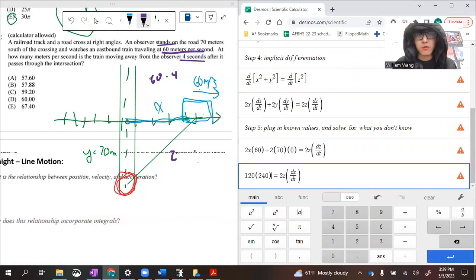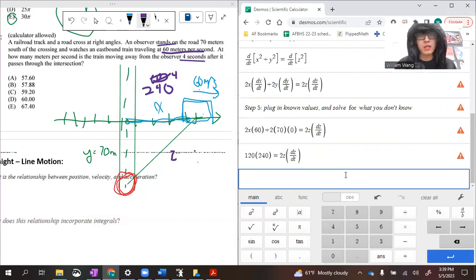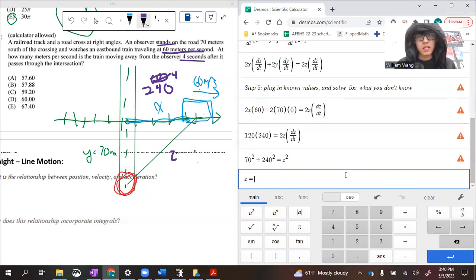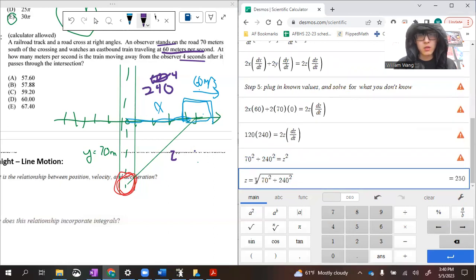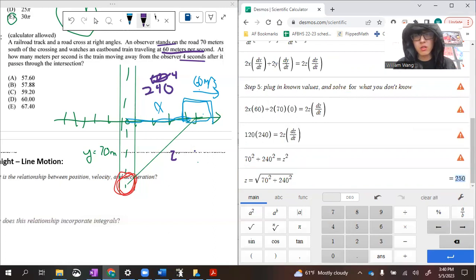So x is equal to 240. And now my z becomes easier to solve. If I know y is 70 and x is 240, I can use the Pythagorean theorem to solve for z, because 70 squared plus 240 squared is equal to z squared, which means z is equal to the square root of this stuff. So z is equal to what? z is equal to 250 according to this. So because I figured out my x, I can figure out my z. z is 250.